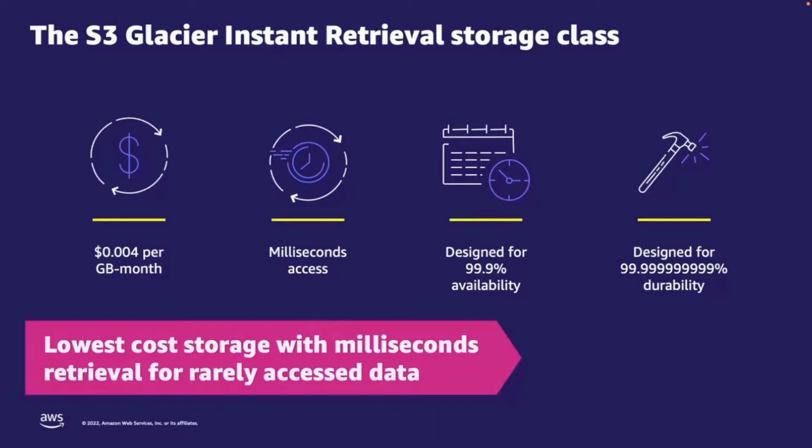This storage class provides the same latency and throughput performance as the S3 Standard and the S3 Standard Infrequent Access storage classes. And like S3 Standard Infrequent Access, it's designed for 99.9% availability and 11 nines of data durability by redundantly storing data across a minimum of 3 physically separated AWS availability zones. And it's really easy to get started with S3 Glacier Instant Retrieval. You can upload data directly to the storage class, or you can set lifecycle policies to transition objects from S3 Standard or S3 Standard Infrequent Access to S3 Glacier Instant Retrieval.